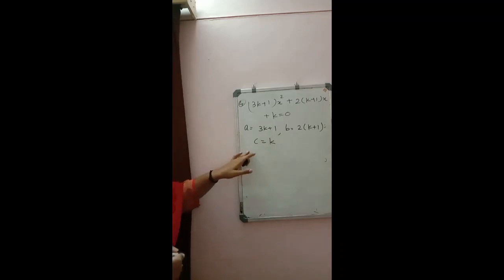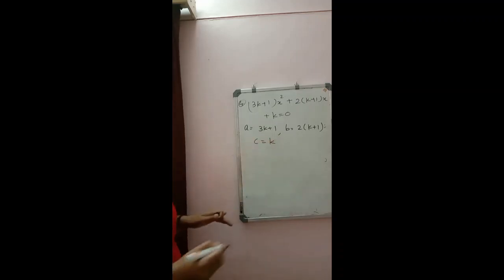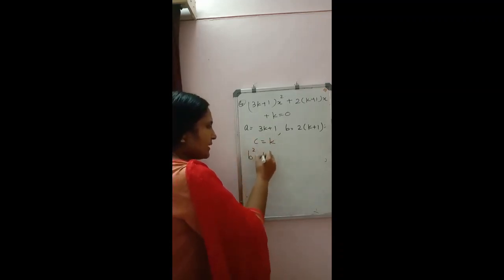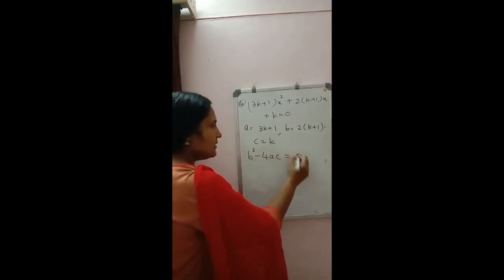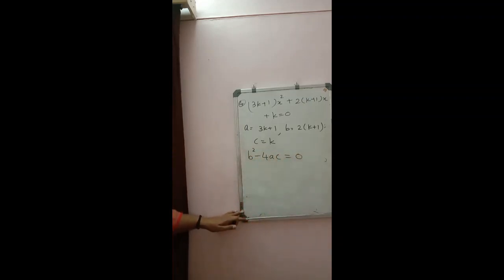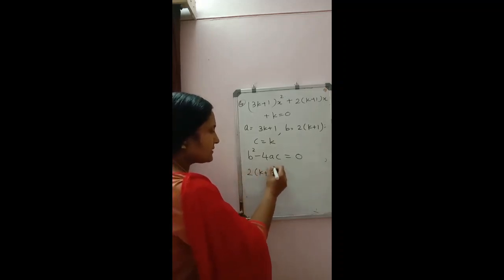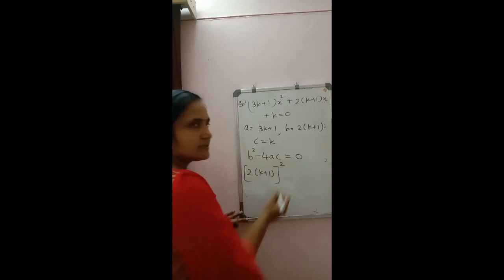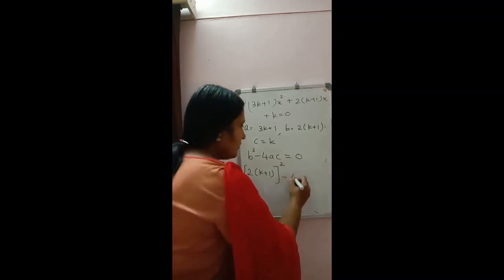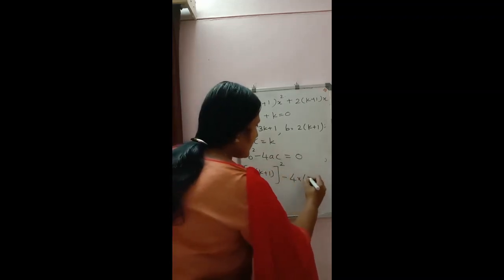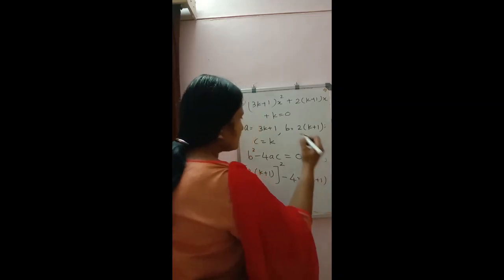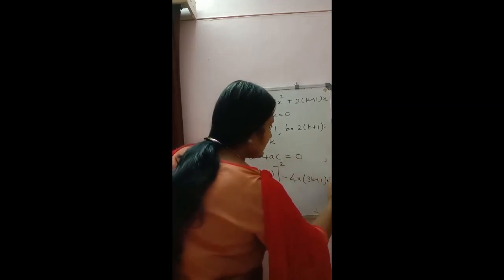Again write down the condition for real and equal roots. We have b square minus 4ac equal to 0. Now substitute the value. In place of b we have 2 into k plus 1 the whole square minus 4 into a. In place of a we have 3k plus 1, and in place of c we have k equal to 0.